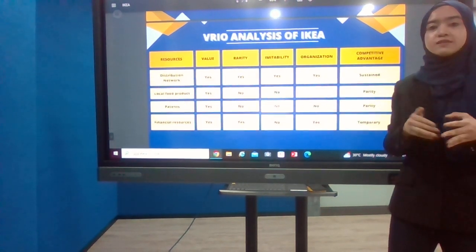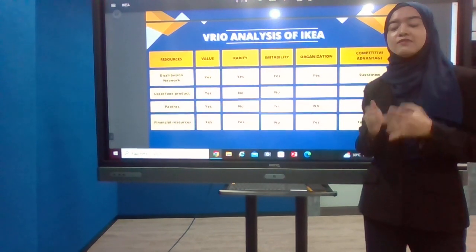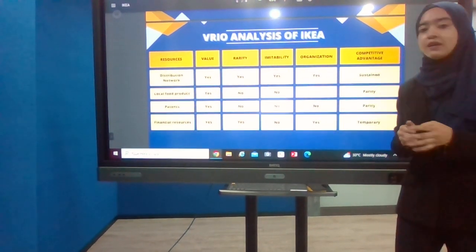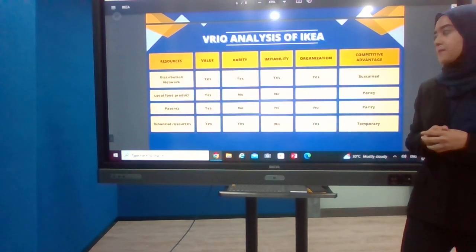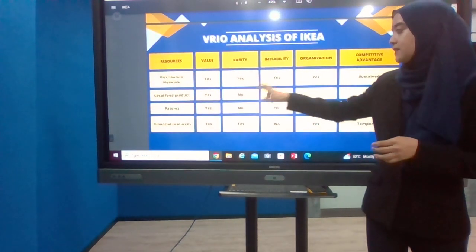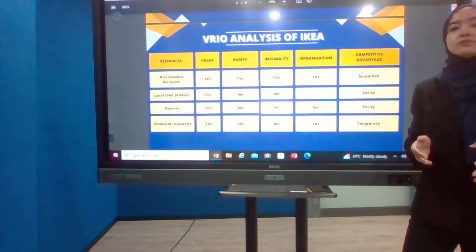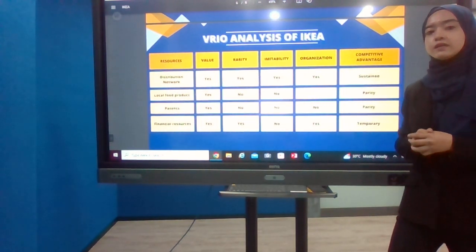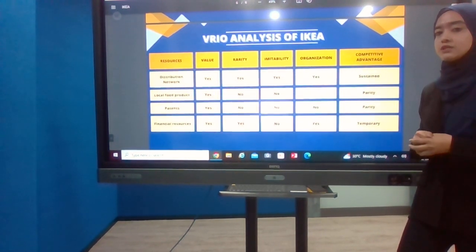Next, we go to the financial resources, which for the value, as the IKEA VRIO analysis shows, the financial resources of IKEA are highly valuable and help in investing into external opportunities that arise. And this also helps IKEA fight the external threats. Next, for the rarity, which is yes, the financial resources of IKEA are found to be rare according to the VRIO analysis of IKEA. Strong financial resources are only possessed by a few companies in the industry.